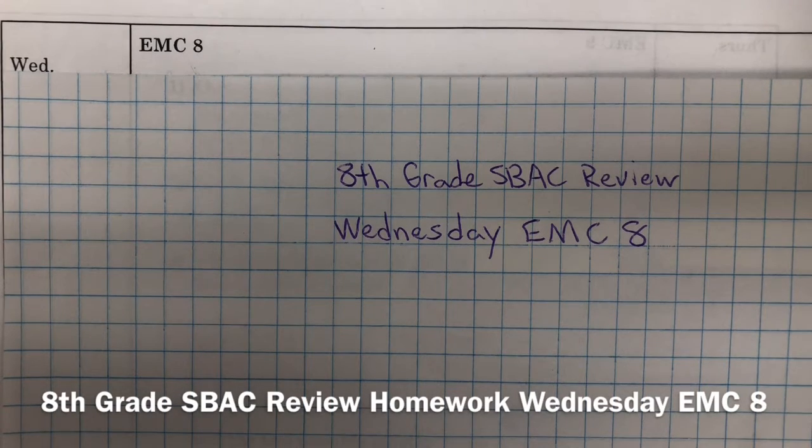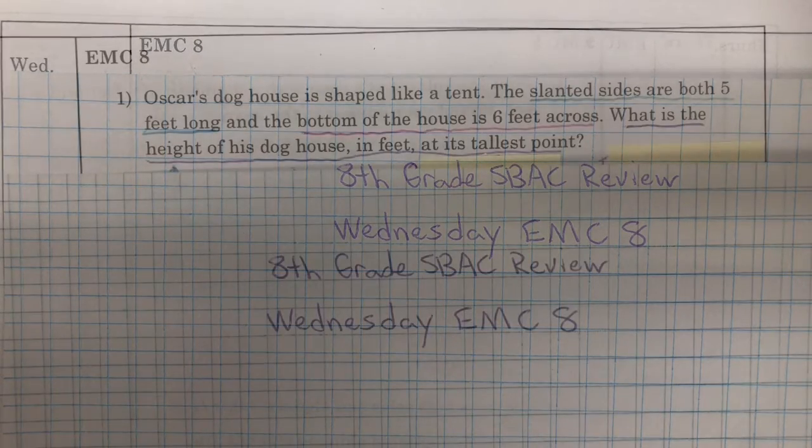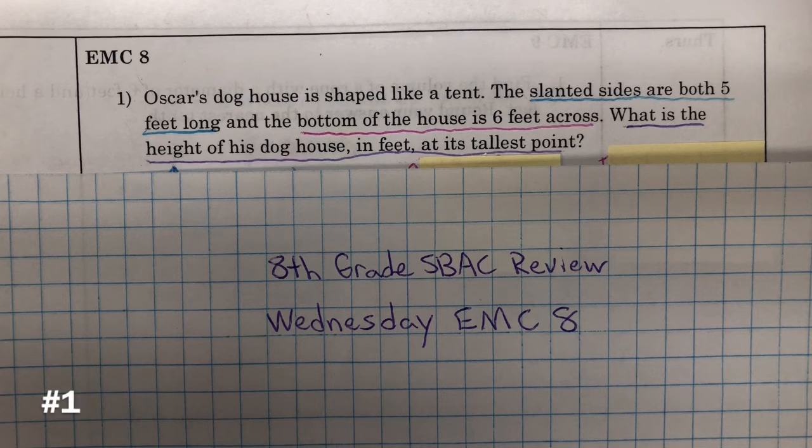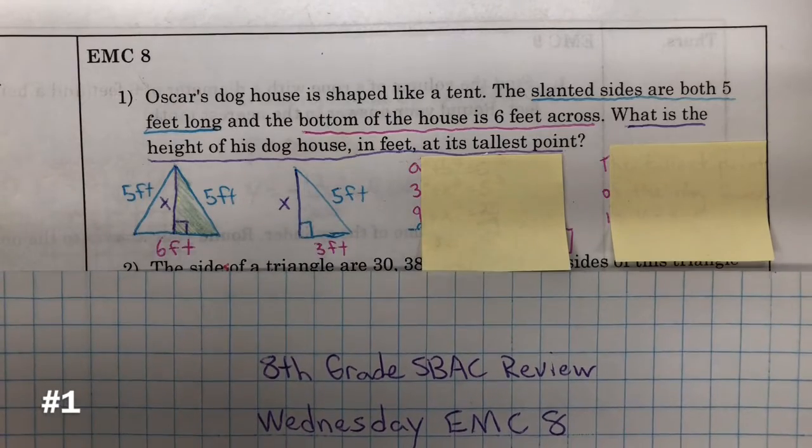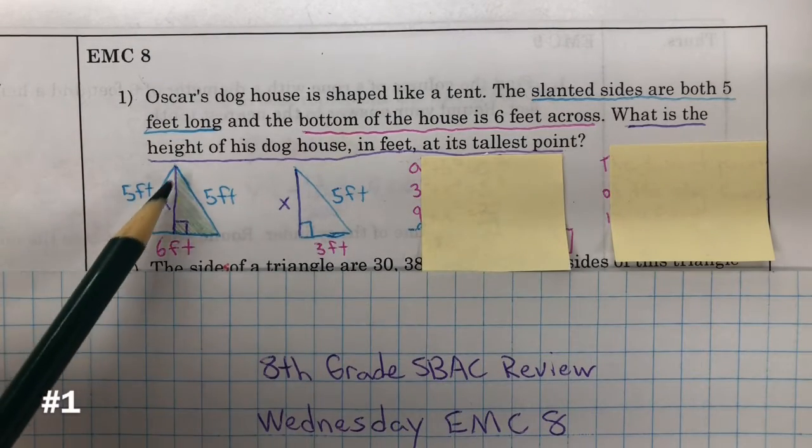This is the homework for 8th grade SBAC review, Wednesday, EMC 8. For number 1, Oscar's doghouse is shaped like a tent. So I'm going to draw what a tent would look like. So here's the doghouse.